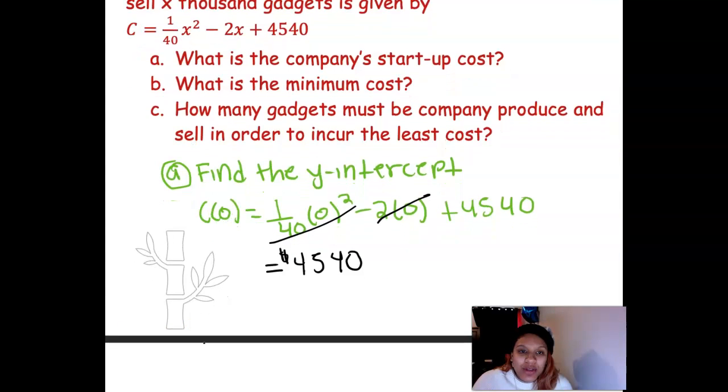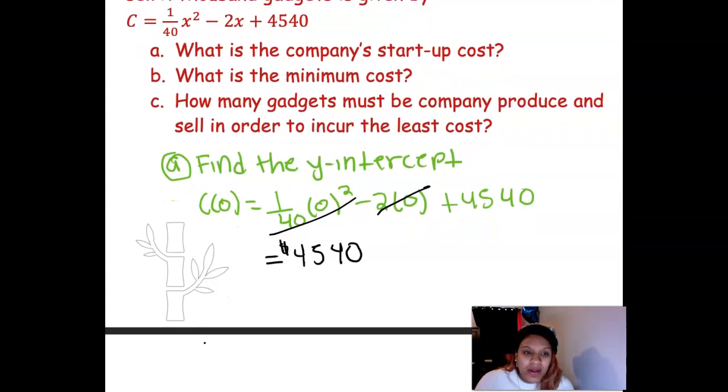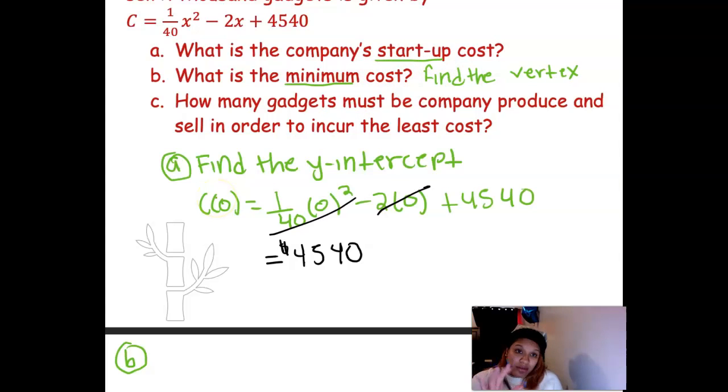The second question, part B, wants us to find the minimum cost. Keyword, we need to find the vertex. Vertex, keyword. And the keyword for the first one is startup. The y-intercept is your starting point. So in order to find the vertex, we're going to use this formula over here. This is to find the x part of the vertex.